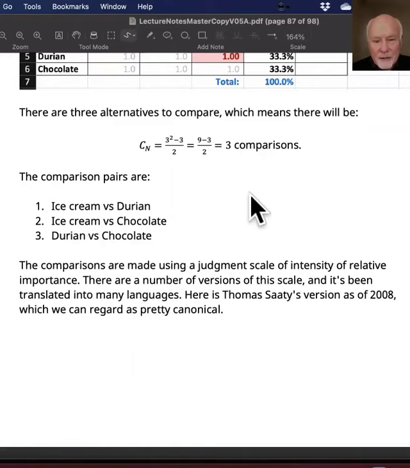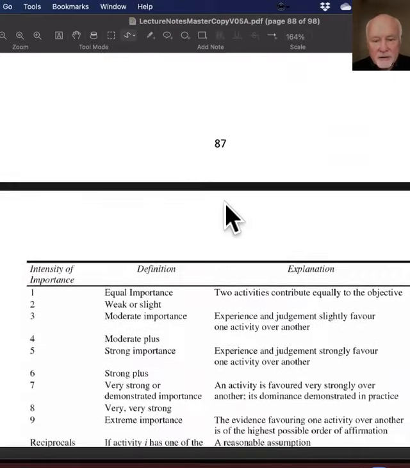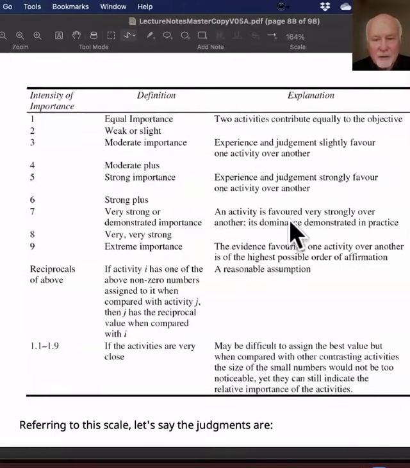And these comparisons are made using a judgment scale of intensity of relative importance. Now, there's a number of versions of this scale. It's been translated into many, many languages. But the one we're going to use is what I regard as the pretty standard one. The guy who invented this thing published this version of it in an article in 2008. And he hasn't really changed it over the years to any great extent. The formatting and the language change a bit, but this is essentially it.